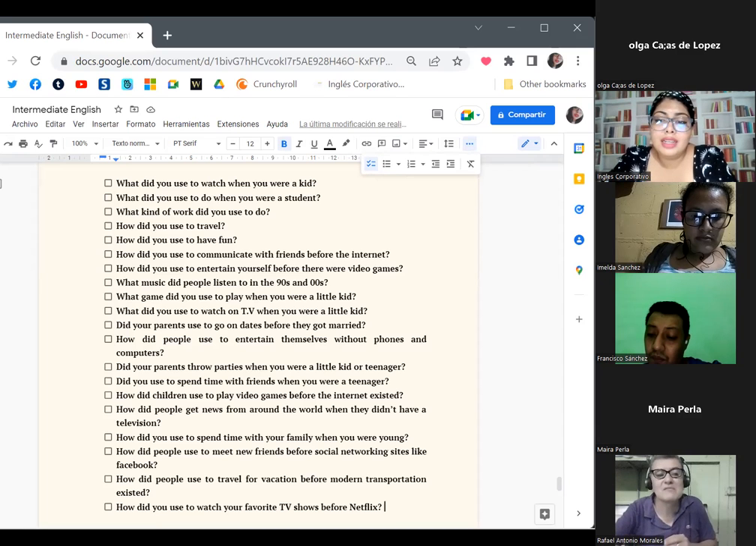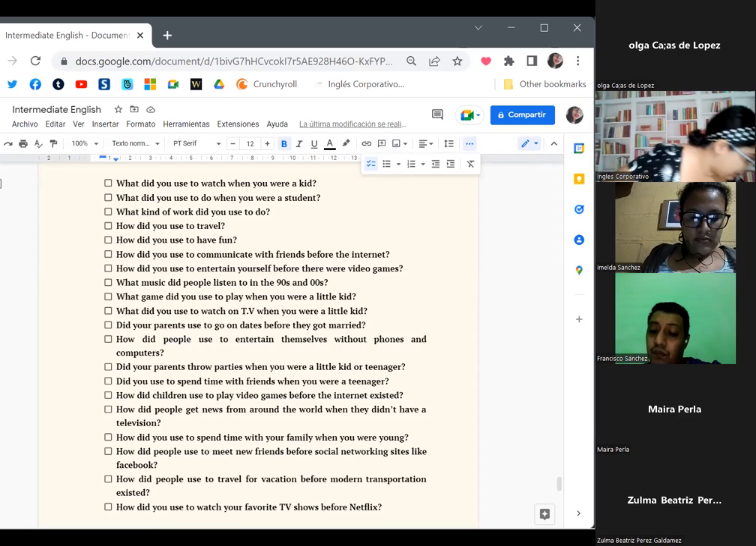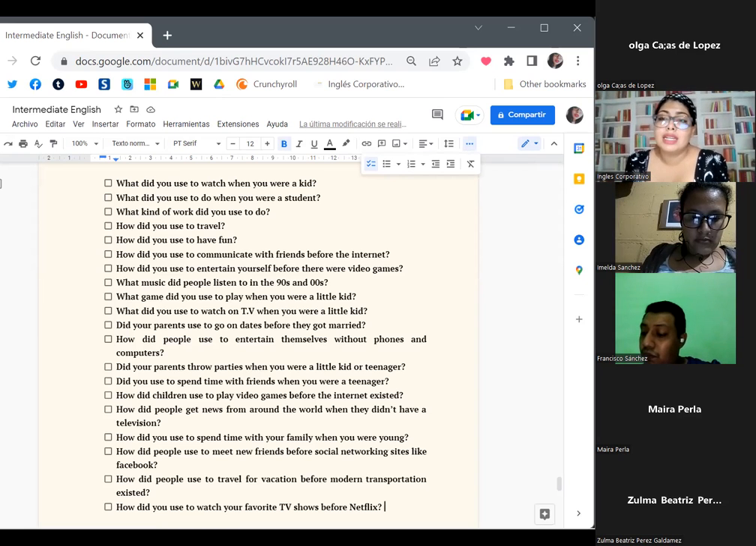Ok, don't worry, es bastante normal, imagínese el tiempo, ¿verdad? En el que había comenzado a estudiar, y es normal que hay cosas que se nos olvidan. En este caso, como estamos hablando de acciones que se realizaban en el pasado, por ejemplo, vamos a tomar alguna de las preguntas.